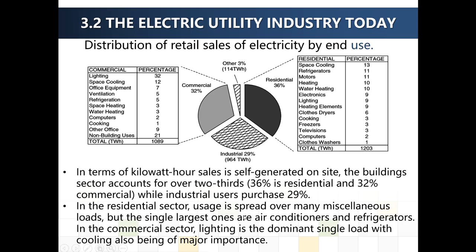In the residential sector, the major usage is spread over many miscellaneous loads. The single largest ones are air conditioners and refrigerators, used for cooling and refrigeration. In the commercial sector, lighting is a dominant single load, and cooling is of major importance.